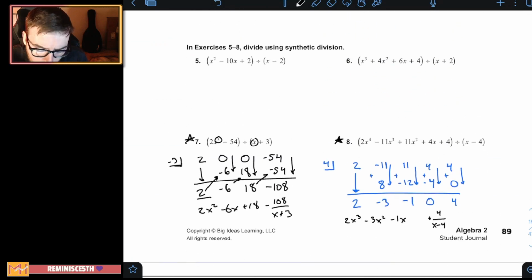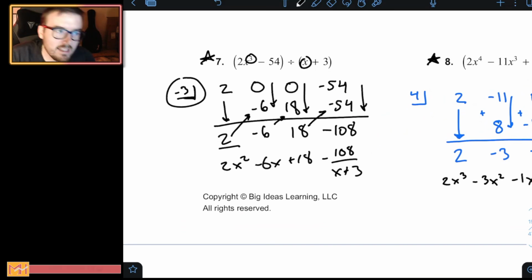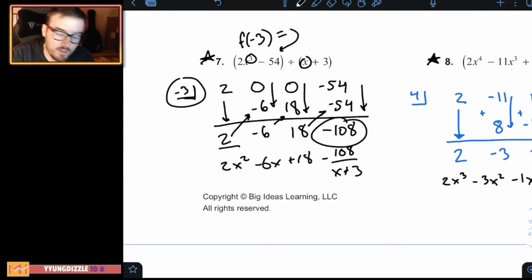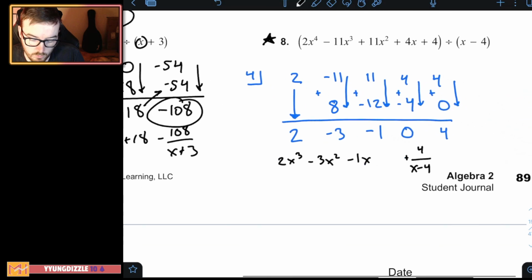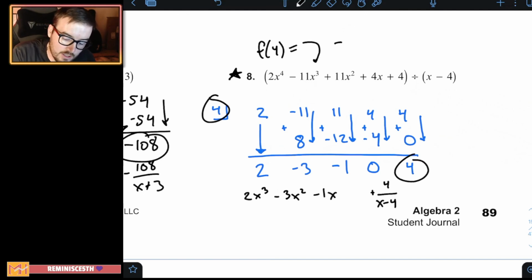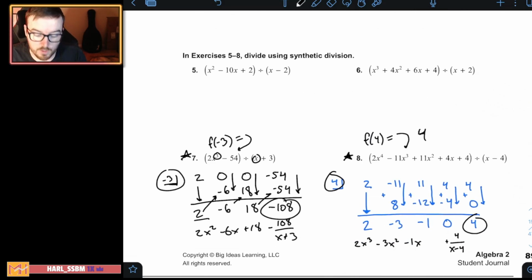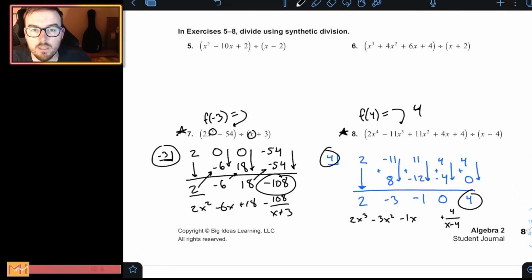But to cap it off, what does that mean? That means when I had this negative 3 in the box, negative 108 is the answer you get if you plug negative 3 into that function. What does this mean? That means that if you were to plug in the number 4 into this function, you would have gotten an answer of 4. You with me? Right? So synthetic division is a double whammy. It helps you divide, but it also helps you evaluate.